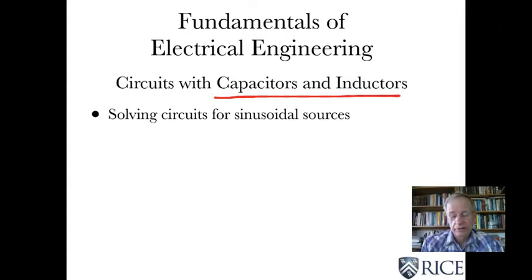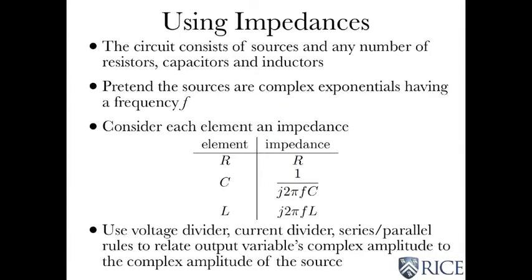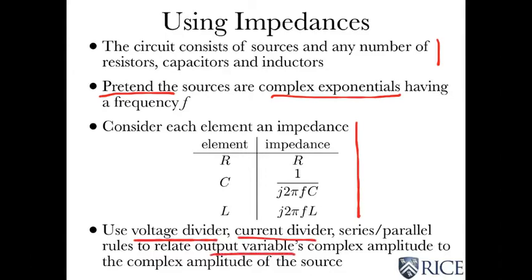We're going to see how we'll apply that knowledge we developed last time when the source is a sinusoid. Turns out it's an easy extension of what we already have done. So let's review very quickly the way the so-called impedance method works. We start with our circuit. We pretend the source is a complex exponential, and that means we can now only worry about complex amplitudes. We replace every element by its appropriate impedance, whatever it may be, and then we can use what we learned from resistive circuits, voltage divider, current divider, series parallel relations, to figure out how the output variable's complex amplitude is related to the complex amplitude of the source.